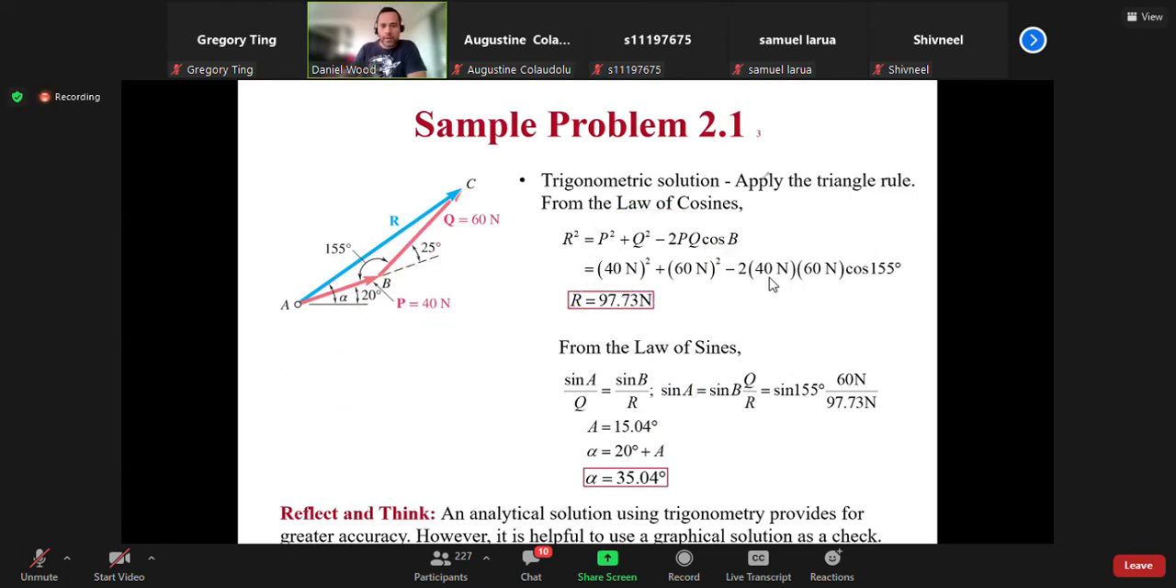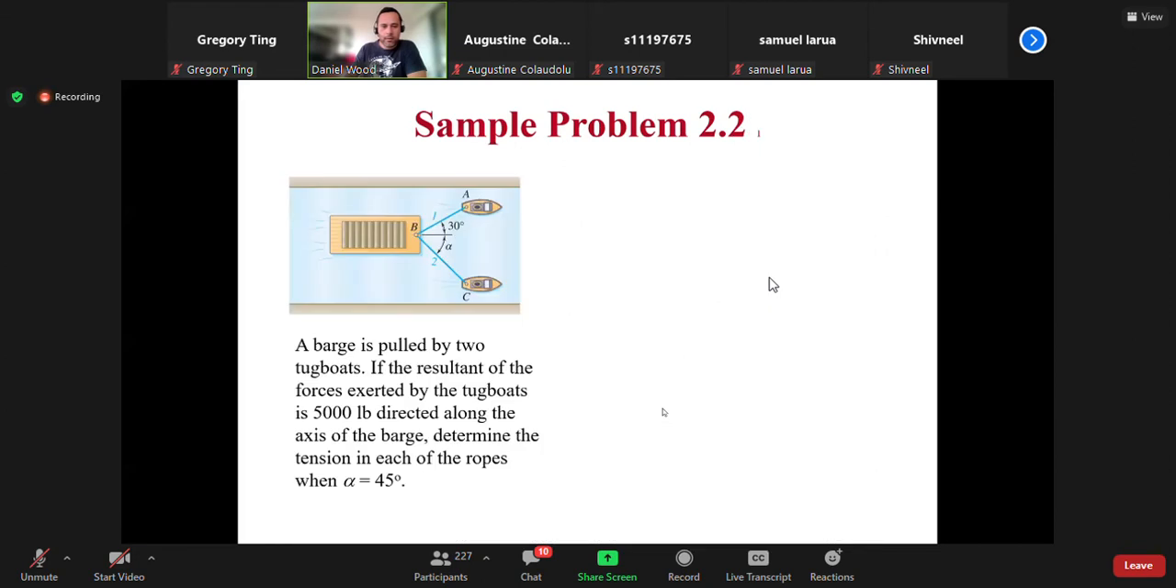Okay, I think I've got one more problem here. Sample problem 2.2. A barge is pulled by 2 tugboats. If the resultant of the forces exerted by the tugboats is 5,000 pounds, so now this problem is giving us the resultant, which is 5,000 pounds, directed along the axis of the barge, determine the tension in each of the ropes where alpha equals 45 degrees.